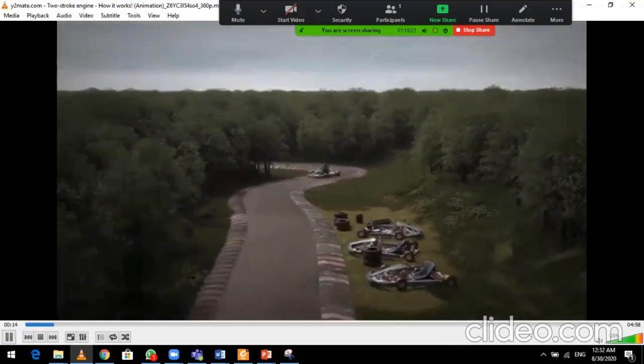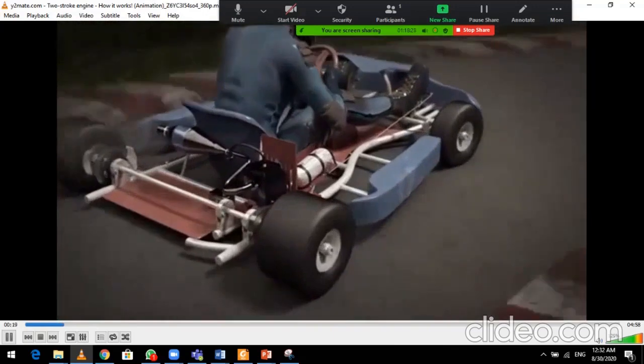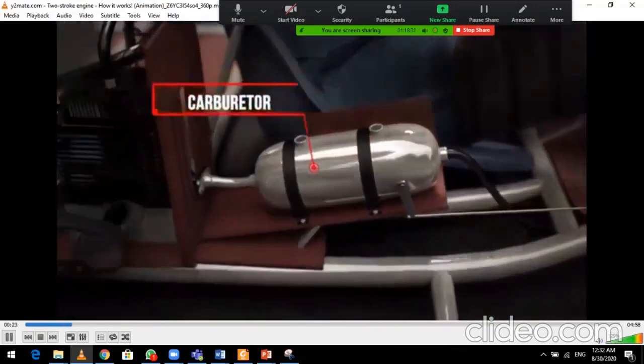Two-stroke engines are still being used today, for example in go-karts, as they are lighter and more cost-effective than 4-stroke engines. We will explain a 2-stroke engine with a simple carburetor.